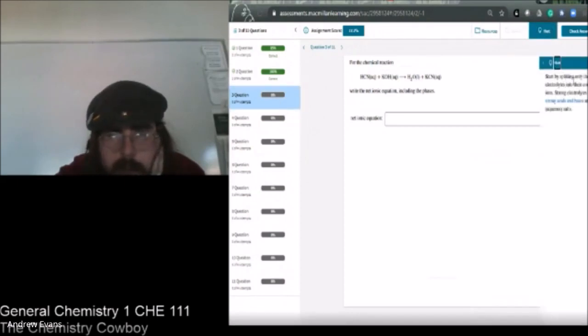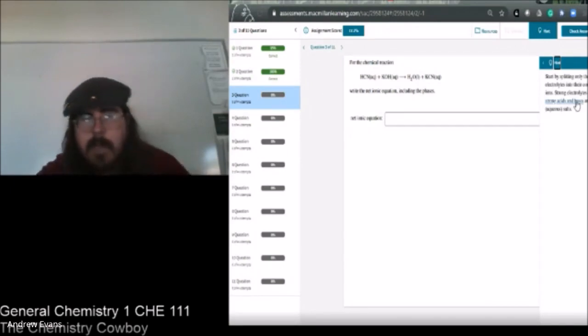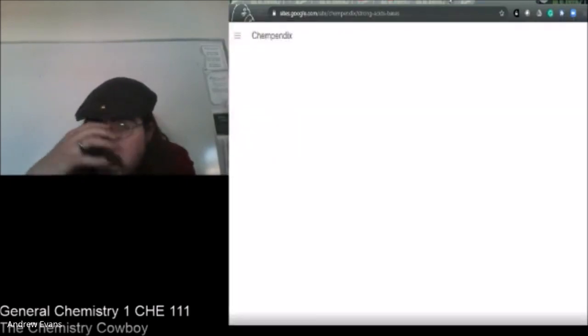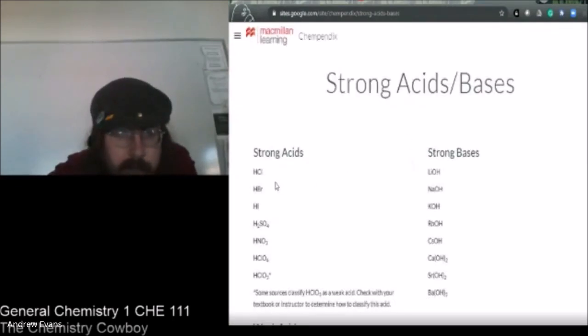This one is start by splitting only the strong electrolytes. And here we have strong acids and strong bases and soluble aqueous salts. So they give you a list of all the strong acids and strong bases. Any non-strong acids would be, by definition, a weak acid. So strong acids are HCl, HBr, HI, H2SO4, HNO3, HClO4, and HClO3. And strong bases are these guys.